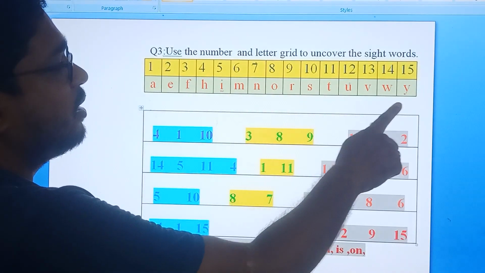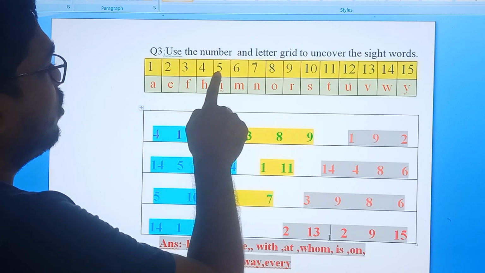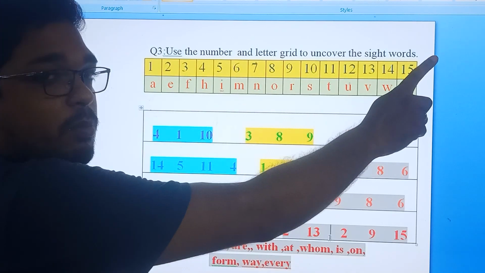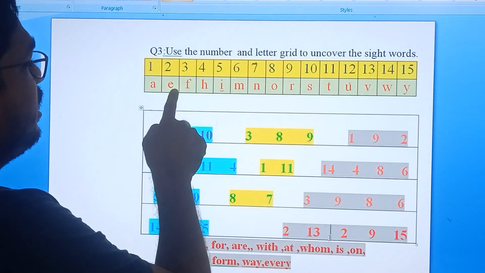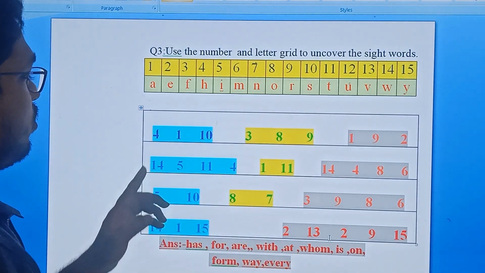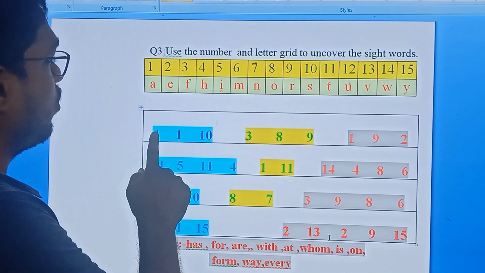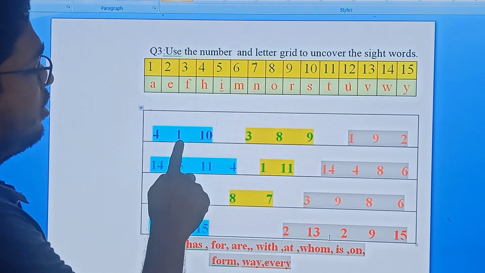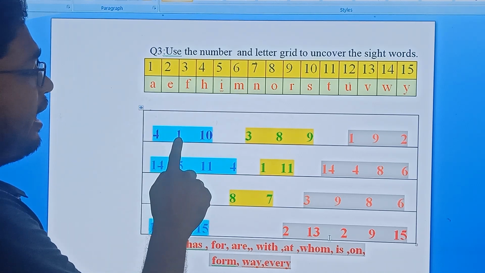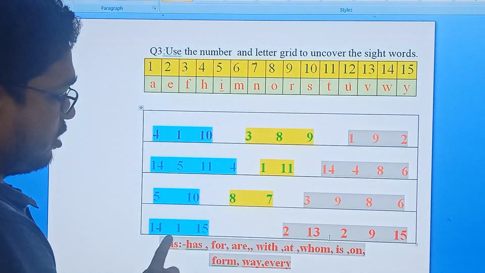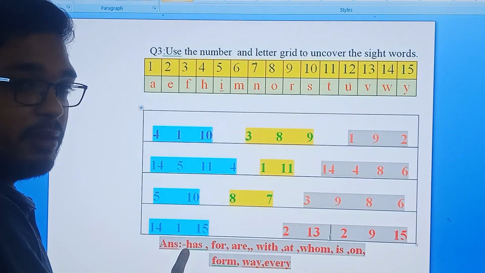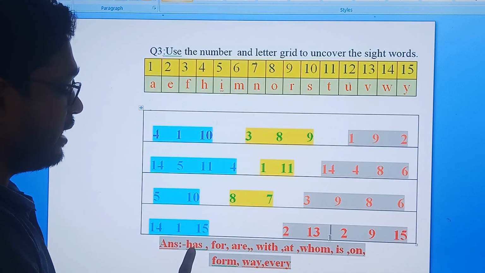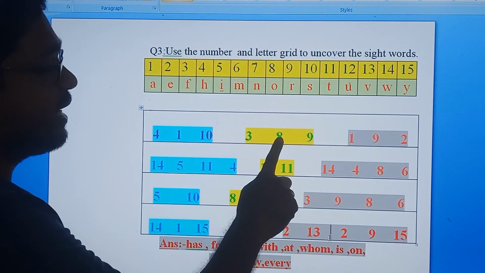Some alphabets are coded as 1, 2, 3, 4, 5, 6, 7, 8, 9 up to 15. Here A is 1, E is 2, like this. So what is the first number? It's 4. 4 is H. So here H, and 1 is A and 10 is S. So the first answer is HAS, as I have already written here. First is HAS, has.